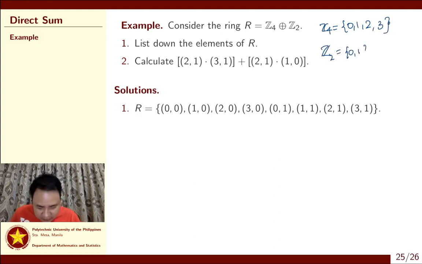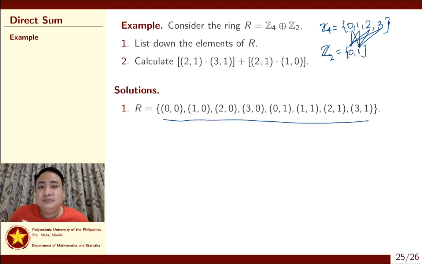Paano ginagawa ang Cartesian product? Ito: (0,0), (1,0), (2,0), (3,0), (0,1), (1,1), (2,1), (3,1). Naalala nyo? So, ayan yung nilista ko dito. So, may sagot ka na sa number 1.